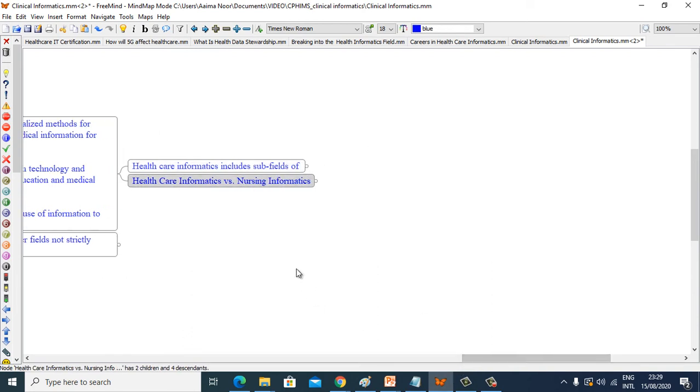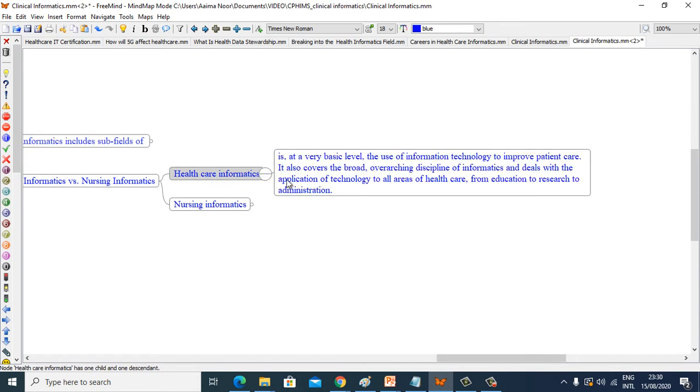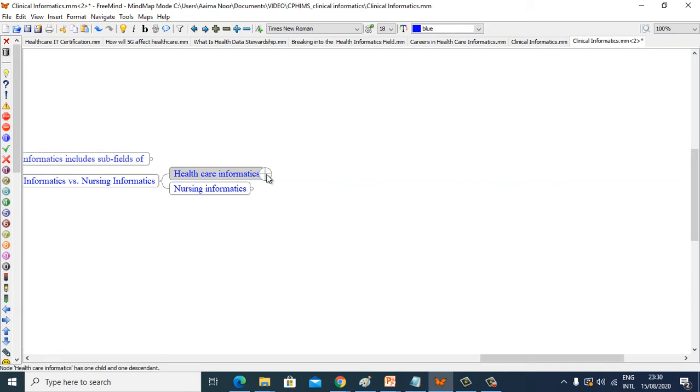Now we'll see the difference between healthcare informatics versus nursing informatics. Healthcare informatics, at a very basic level, is the use of information technology to improve patient care. It also covers the broad overarching discipline of informatics and deals with the application of technology to all areas of healthcare, from education to research to administration.